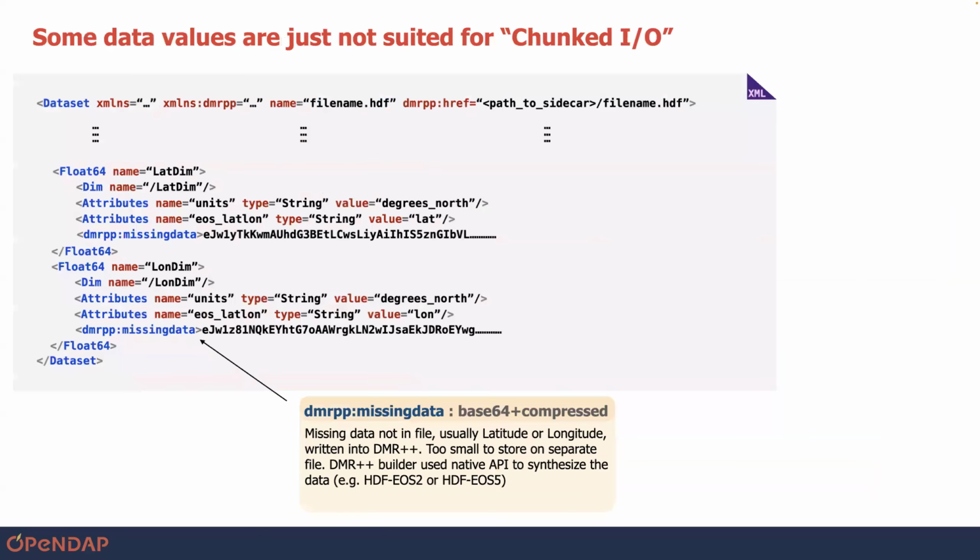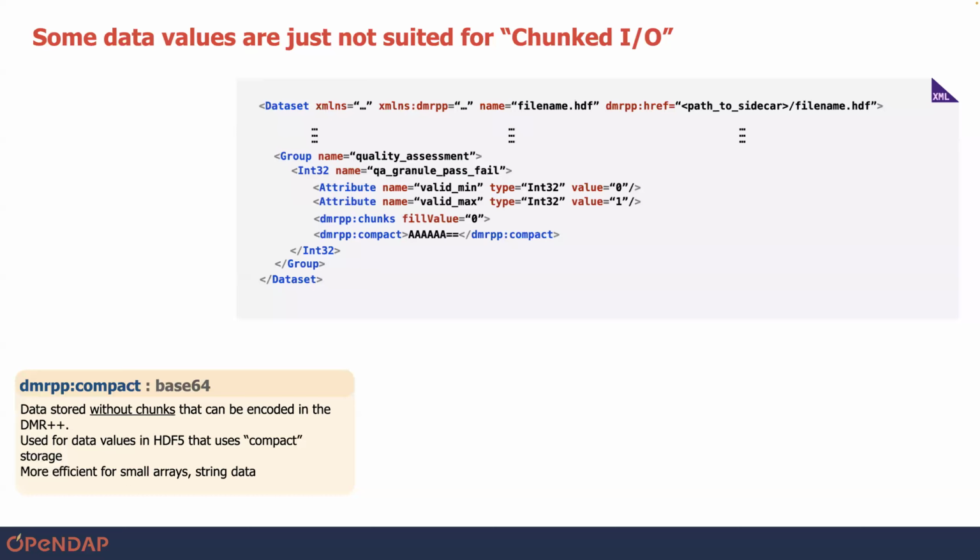Anyways, here are some examples of these things. Here's a DMR++ missing data element. This is for the lon dim. In this case, instead of referencing a sidecar file, the values are right here. That's probably because this is level 3 data, and level 3 data, the missing data, is usually a vector. We can see that, in fact, lon dim and lat dim are vectors. They have one dimension.